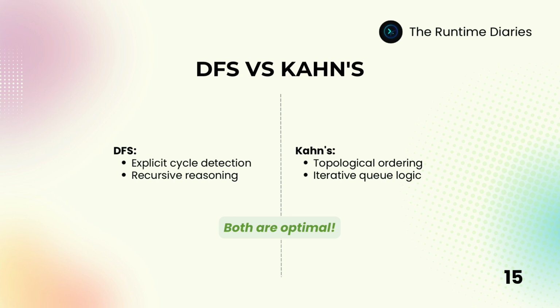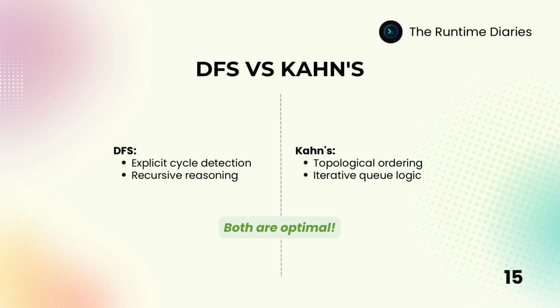Both approaches are optimal and correct. Which should you use? DFS is best when you want explicit cycle detection and prefer recursive reasoning. It directly shows you the cycle in the recursion stack. If you're comfortable with recursion and want to understand the structure of the cycle, DFS is a great choice.